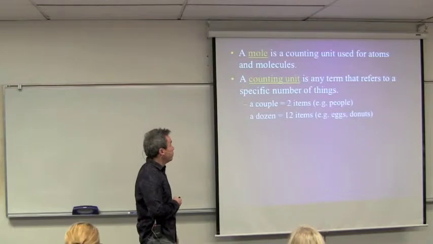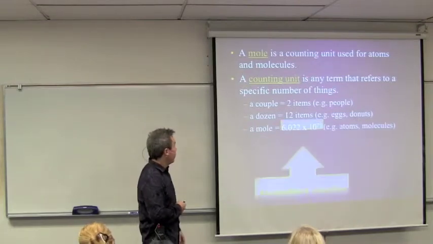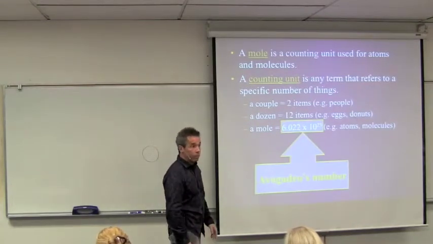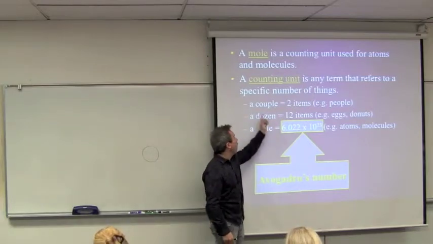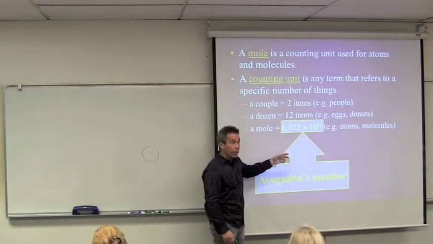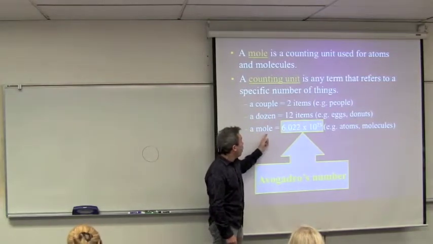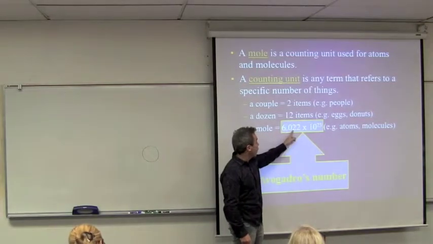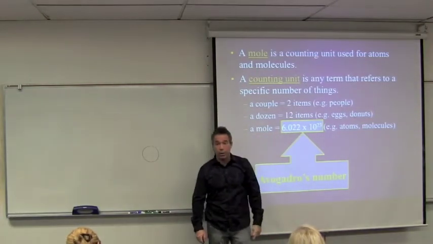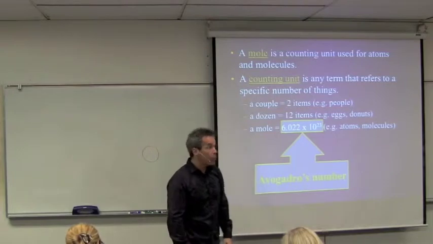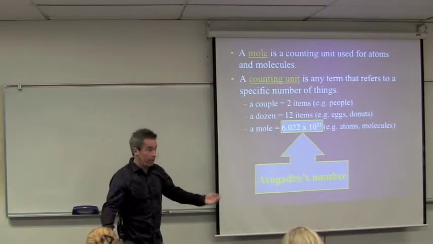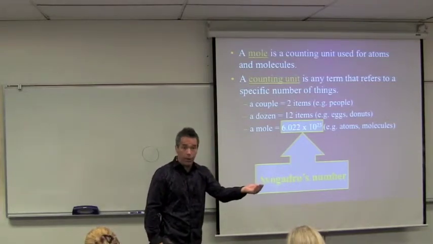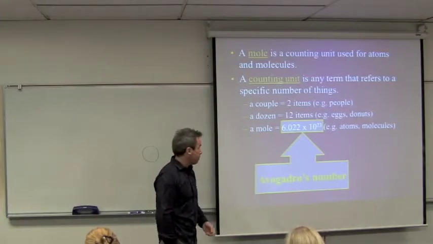Couple. A dozen. Here's how many in a mole. So it's just like 1 dozen is 12, a couple is 2, a few is 3. 1 mole is this many, 6.022 times 10 to the 23rd. That's a really, really big number, but that's about the amount of stuff that would fit in the palm of your hand.